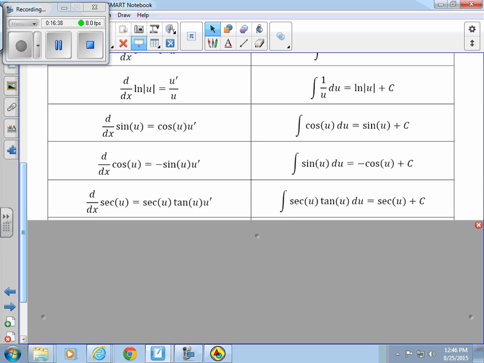The derivative of sine of u is cosine of u. So the antiderivative of cosine of u is, I'm going backwards, sine of u.